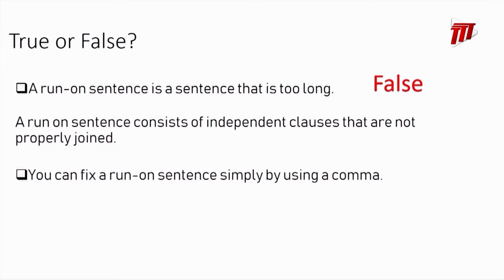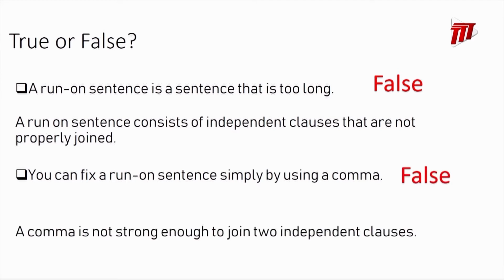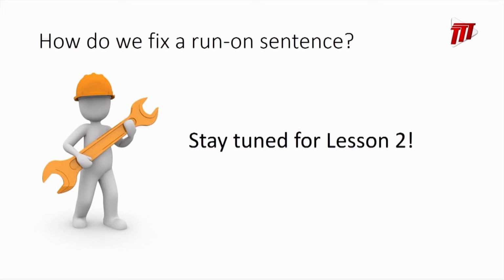Here's another one. You can fix a run-on sentence simply by using a comma. If you were listening carefully to the lesson before, you would know that this is also false, because a comma is not strong enough to join two independent clauses. So, how do we fix run-on sentences? I think you're going to find out in the next lesson, so stay tuned.